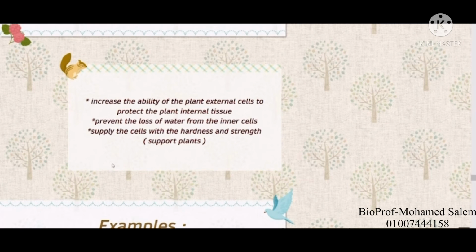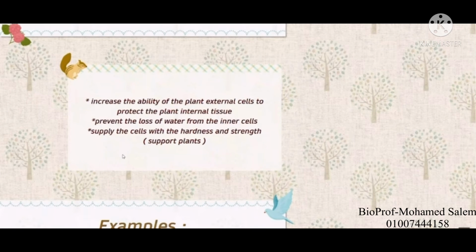Number two, to prevent the loss of water from the inner cells. We know that plants like water and plants don't like to lose more water. So they put some substances in the cell wall to not lose water. They don't like to lose water, so they put substances on the outside to either protect the internal tissue or prevent the loss of water. Number three, supply the cells with hardness and strength to support the plant.